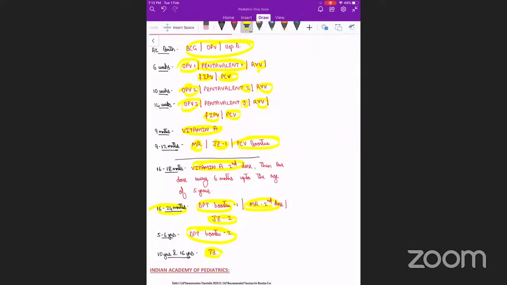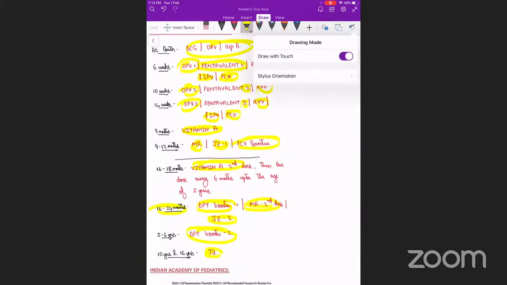At birth is 3 vaccines, BCG, OPV, hepatitis B. 6, 10, and 14 weeks: OPV 1, 2, 3, pentavalent 1, 2, 3, rotavirus vaccine 1, 2, 3. And at 6 and 14 weeks, FIPV and pneumococcal vaccine. 9 months vitamin A, 9 to 12 months is MR, JE1 and PCV booster. 16 to 18 months, we give vitamin A. 16 to 24 months is DPT booster 1, MR second dose, and Japanese encephalitis second dose. 5 to 6 years is second booster of DPT, along with 10 to 16 years, one more dose of TD. Okay, so as simple as that.